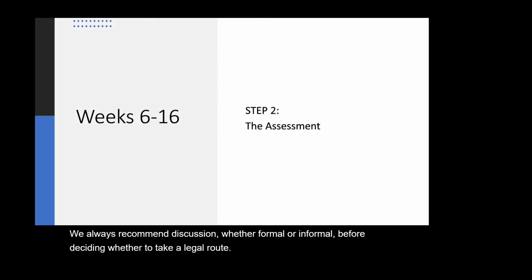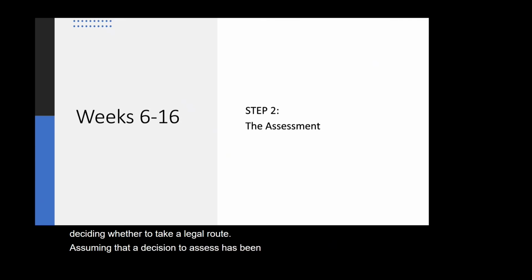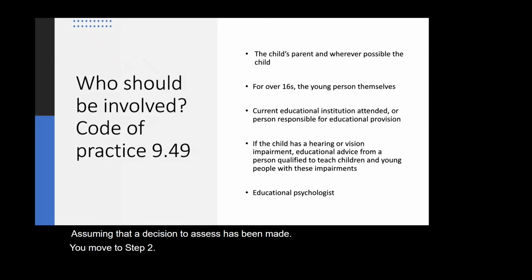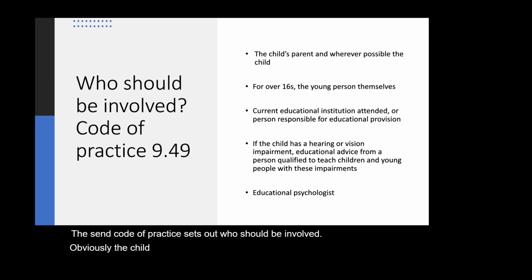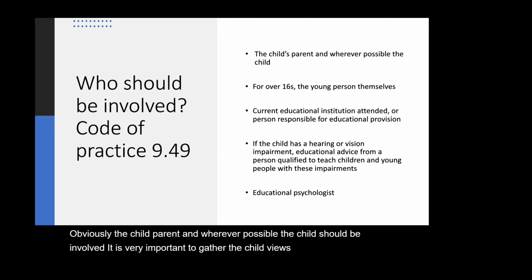Assuming that a decision to assess has been made, you now move to step 2. The SEND Code of Practice sets out who should be involved. Obviously, the child's parent, and wherever possible, the child should be involved. It is very important to gather the child's views if at all possible.